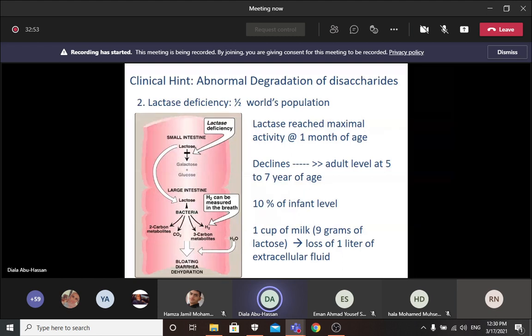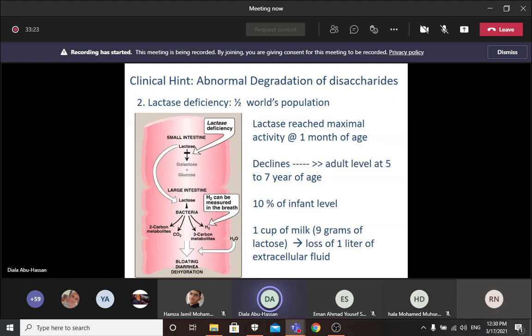But this activity is going to decline with age, and it's going to reach the adult level at 5 or 7 years of age. يعني بصير واحد عمره 5 سنين ل7 سنين بتبطل الاكتيفيتي زي ما كان baby. You can يعني eat other types of food and you can digest them with other enzymes. Okay, and this activity is around 10% of the infant level, اللي هو بيعتمد فعليا بس على المilk as a diet.